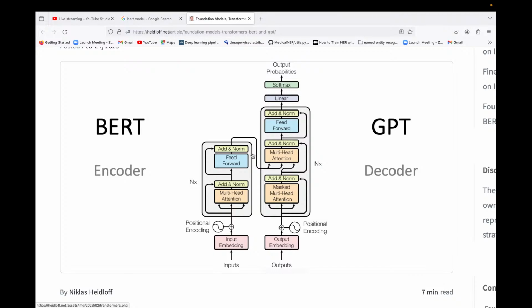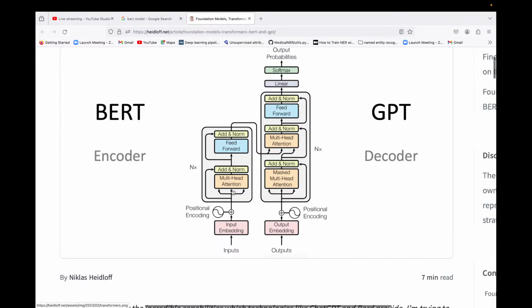There are many transformer models that utilize just the encoder part. BERT is one of these. There are some models that utilize just the decoder part; GPT models are of the decoder type. And there are some models like BART or the T5 model which utilize both the encoder and decoder parts.